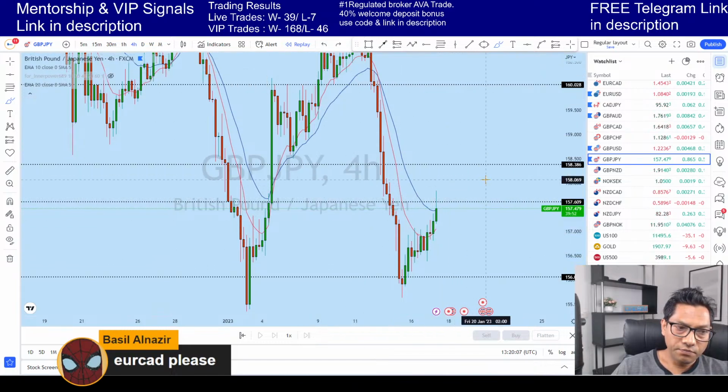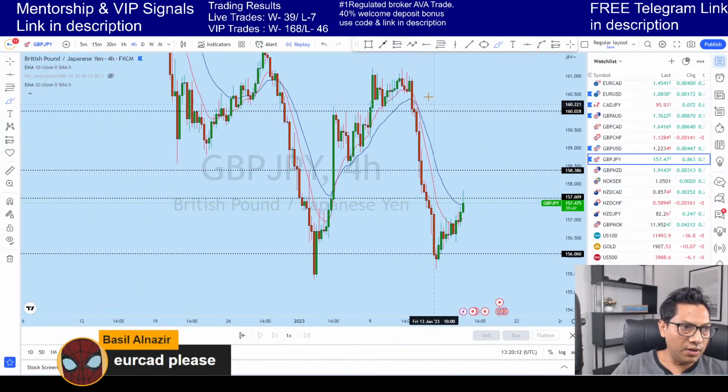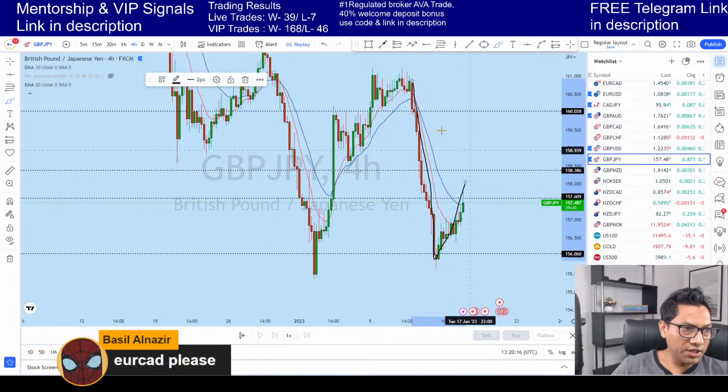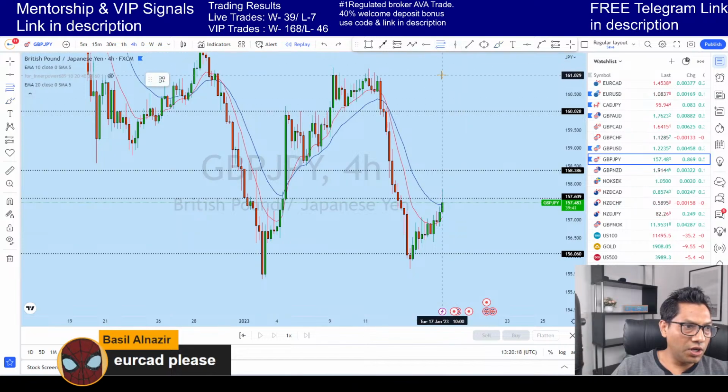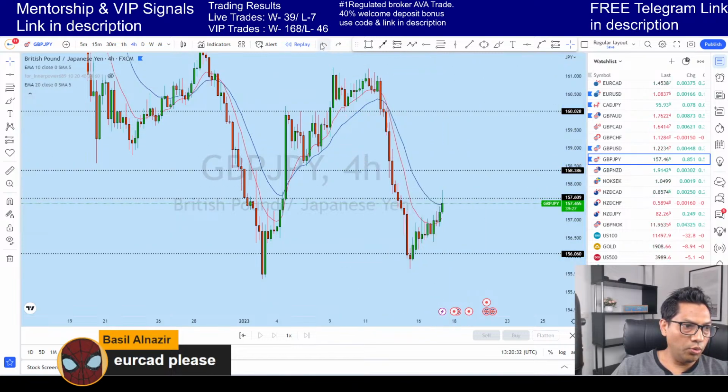But for me, I'll not be interested in buying, because after this kind of strong rejection, the market is in a retracement. Take our Fibonacci. We see that the price has now primarily rejected 38.2%, and it could even go to 61.8%. Let's see which way it goes, but basically we need to see a strong rejection, then we can consider selling GBP JPY.